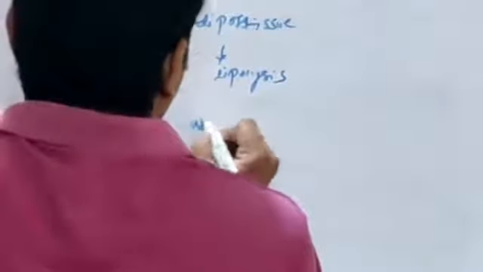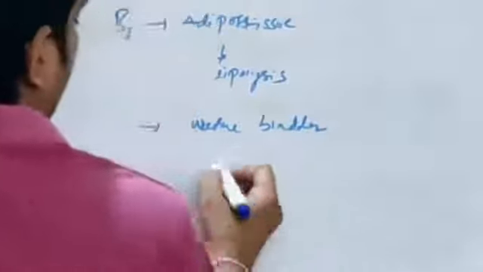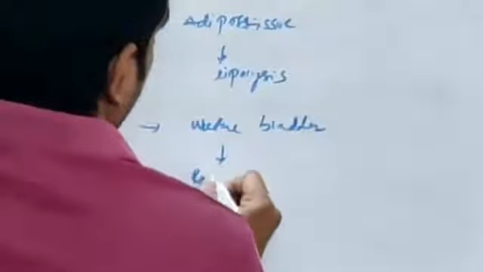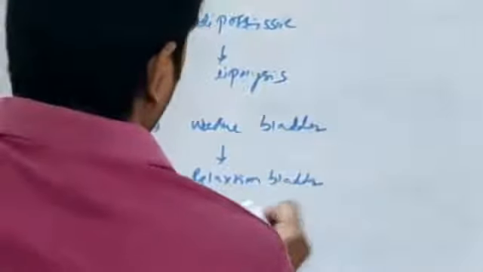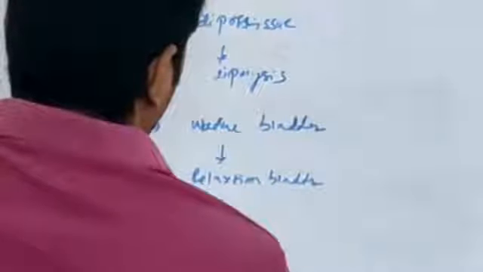Another location of beta 2 receptors is the uterus and bladder: relaxation of the bladder, retention of urine.